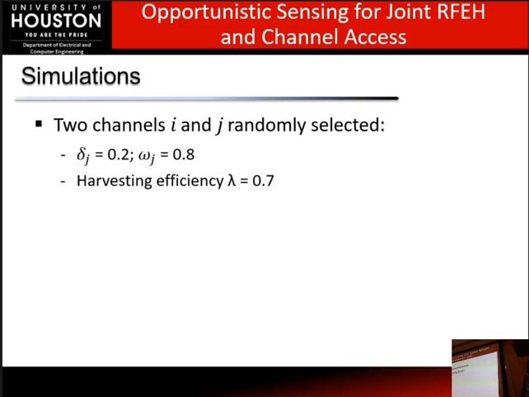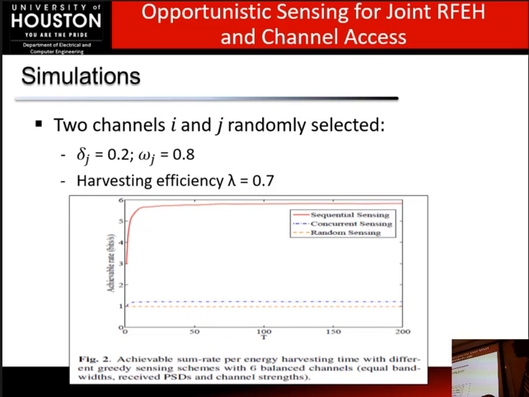So I ran some simulations by selecting the probability of being occupied, omega J, 0.8, and the other one, I, 0.2, idle, I'm sorry, and the random harvesting efficiency. So I compared the performance of my algorithm, sequential sensing, with concurrent sensing. By comparing the achievable data rate, we can see that it's way better. And also even comparing with random sensing, where we randomly select some channels for harvesting energy. So these are simulations for this algorithm.